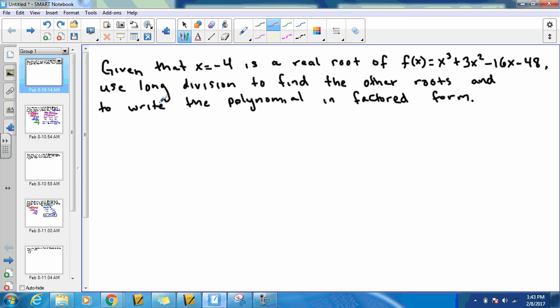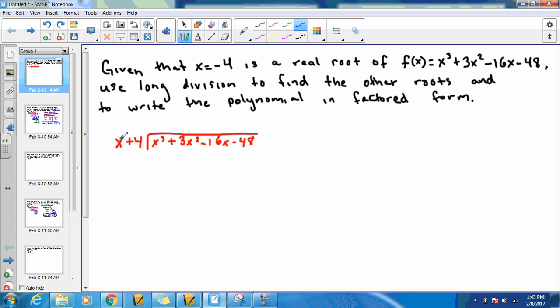Alright, so x equals -4 is a real root. That means x plus 4 has to be a factor. So we'll do a little long division to get another factor, and then to work our way towards getting the roots.